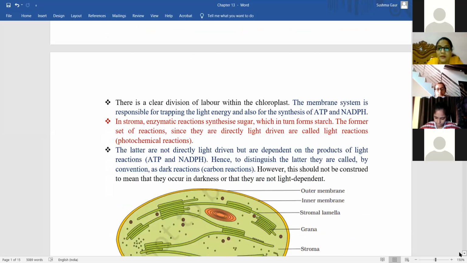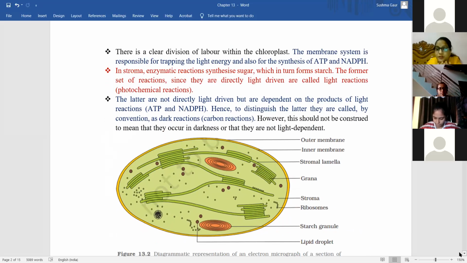So there is a clear division of work in each part of chloroplast. The grana of chloroplast has an individual function, and the stroma of chloroplast has an individual function. So each portion of chloroplast has its own function; there is a division of labor in chloroplast. The membrane system is responsible for trapping the light energy and also for synthesis of ATP and NADPH. So this is the function of the chloroplast membrane.